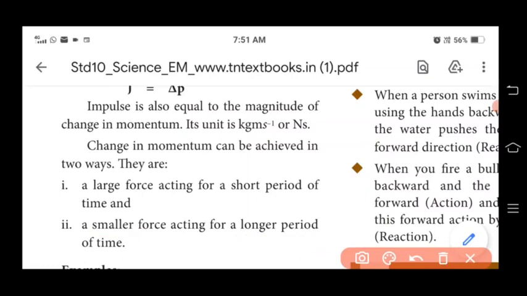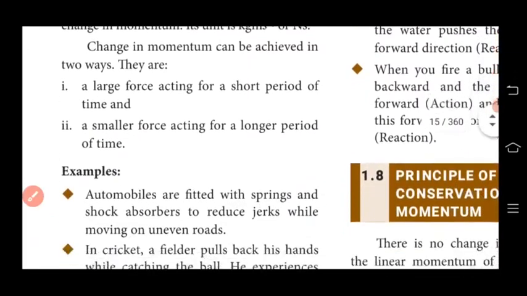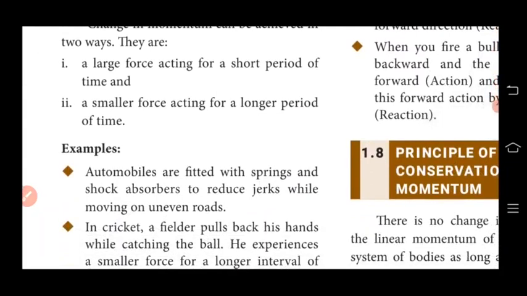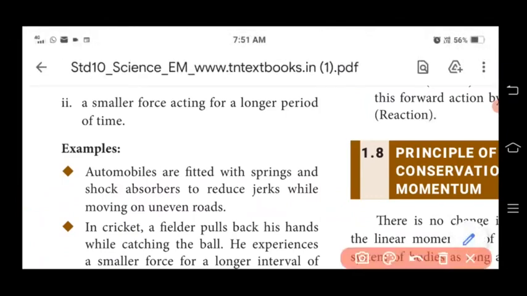And then some examples for impulse. First example, automobiles are fitted with springs. Automobiles like two-wheelers and four-wheelers are fitted with a spring and a shock absorber, to reduce jerks while moving on uneven roads. So this is the first example for impulse.